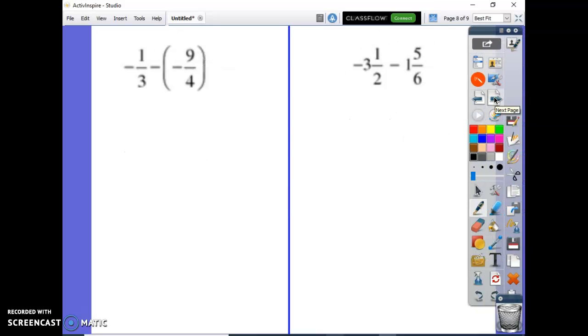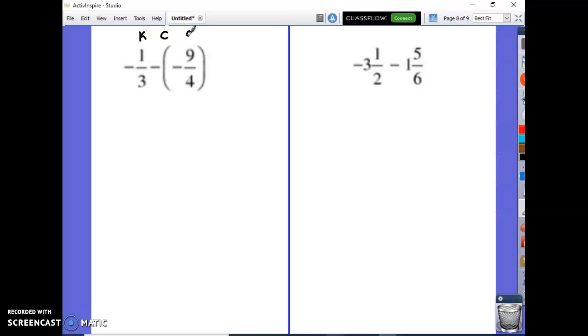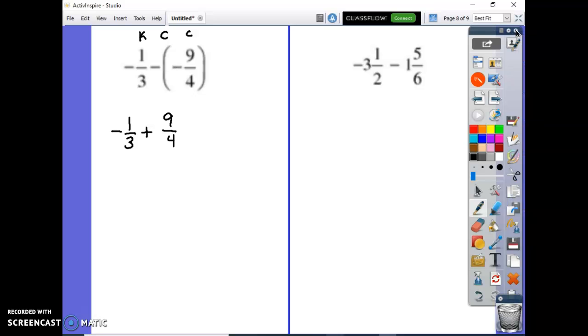Okay, on to subtracting fractions with uncommon denominators. Again, first thing we're going to do is keep, change. So keep that negative 1/3, change that subtraction to an addition, change the sign of that second fraction to a positive 9/4. It just so happens that all three of our fractions have been negative, but if it was positive, we'll see that over here. So I was going to go back and show you, but we'll look at that example, next example.